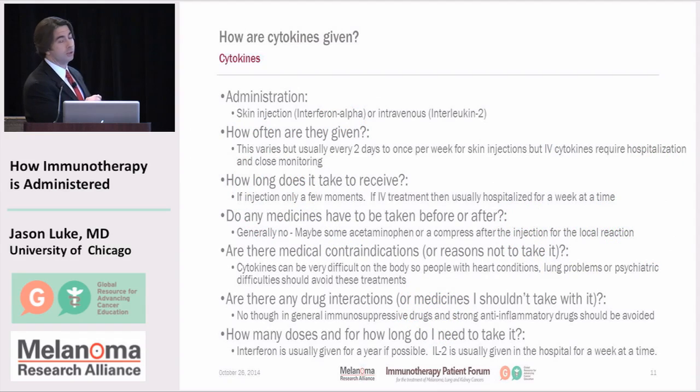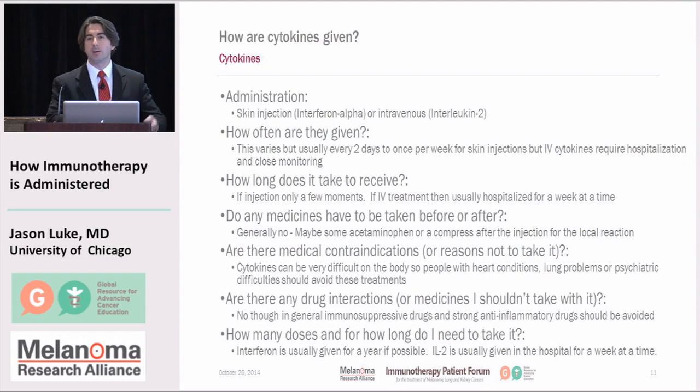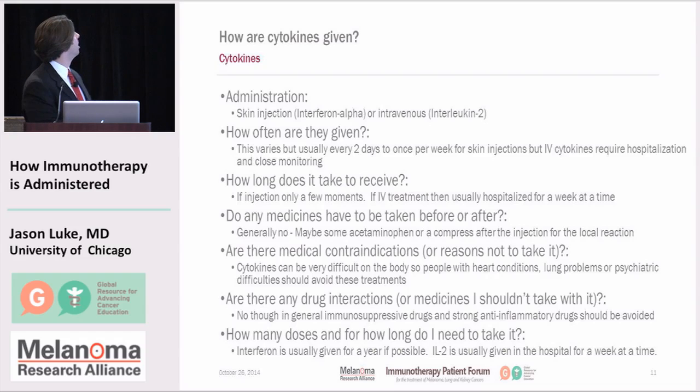So how are these treatments given? Well, these can be given as injections. Interferon is commonly given as a depot injection. But other treatments are given as intravenous therapies. Interleukin-2 is a treatment that's given IV and therefore given in the hospital.